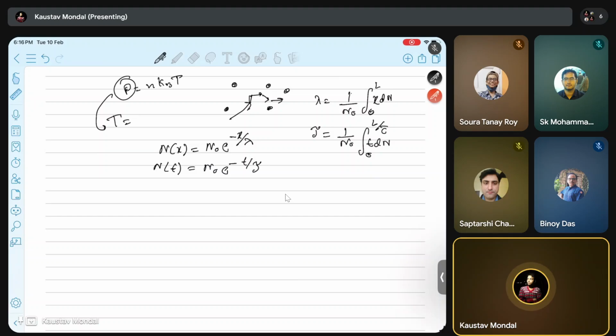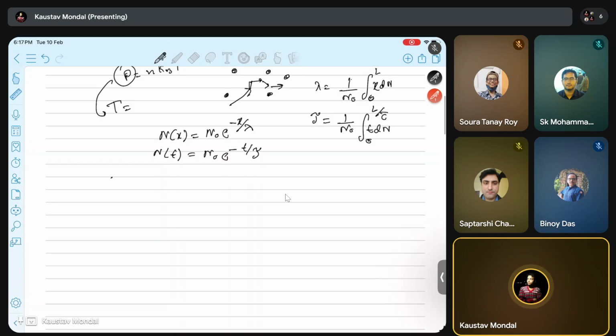And then from there we got several expressions of lambda. The most accepted one is the second order. After doing the second order correction, the expression of lambda is simply this: lambda is equal to 1 by root 2 n sigma. This is the expression of lambda.